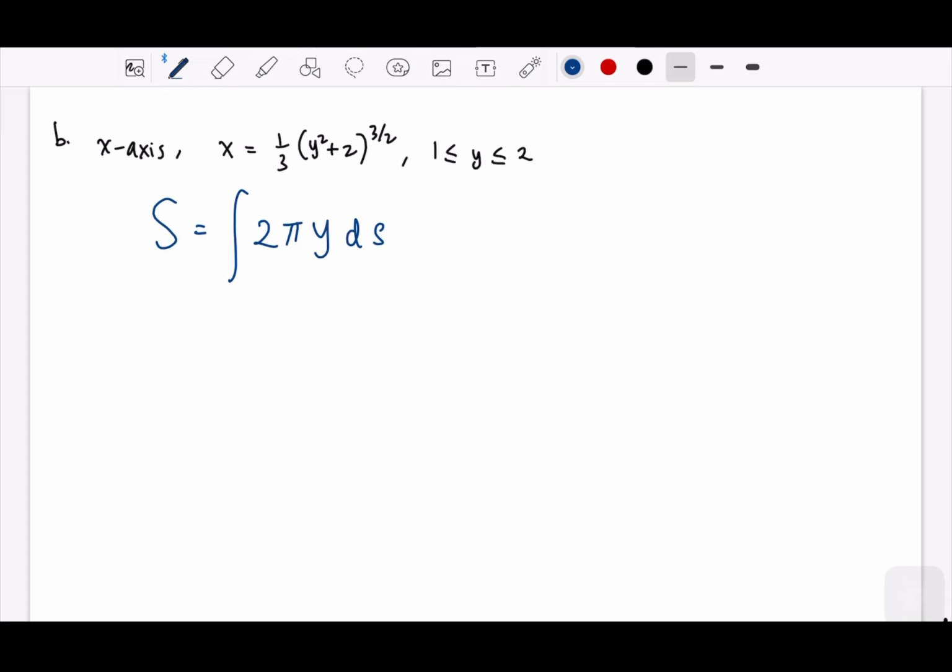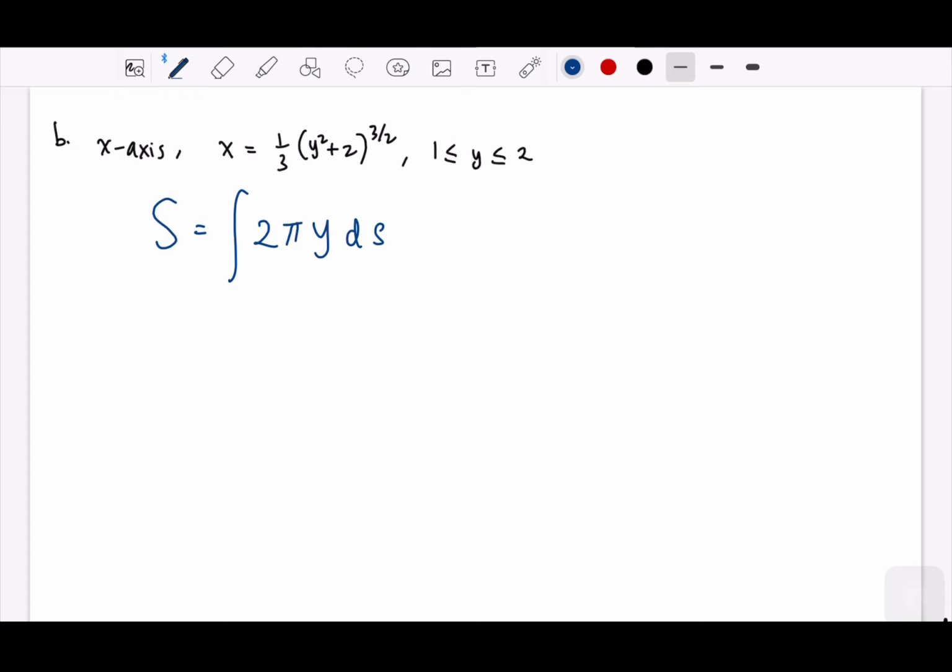So you take this 2 pi 1 ds, and then we need to decide which ds, because our function is, I think, a function of y, right?